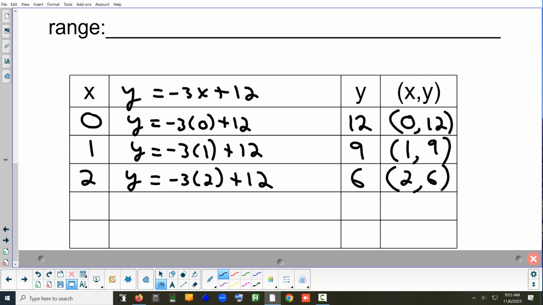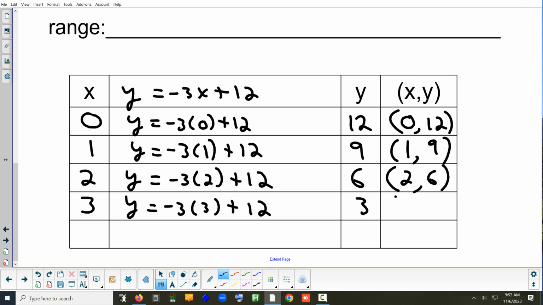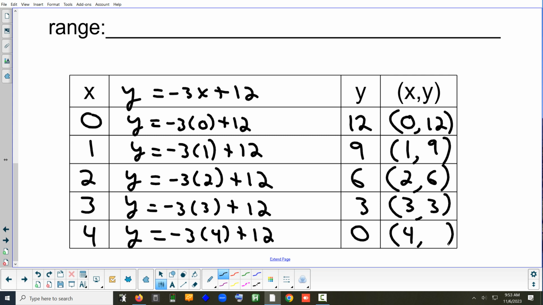6 ounces. Could we take another sip? We got some left? All right, let's take a third sip. Y equals -3 times 3 plus 12. What's -3 times 3? -9. And then -9 plus 12? 3. So if we take 3 sips, how much is left? 3 ounces. Can we take another sip? Yeah. I think we can do one more. Take a fourth sip. -3 times 4 plus 12. What's -3 times 4? -12. And then plus 12? 0. So if you take 4 sips, how much is left? Nothing. Can we take another sip? No.